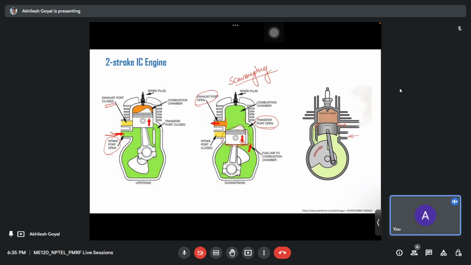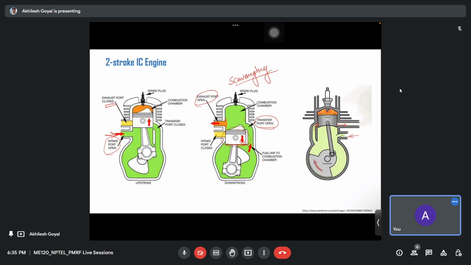And the main difference in the two-stroke and four-stroke engines can be seen as, in the four-stroke engine, the thermodynamic cycle is completed in four strokes or two revolutions of the crankshaft. But in the case of two-stroke IC engines, this thermodynamic cycle is completed in two strokes or one revolution of the crankshaft. And also in the case of four-stroke engine, there are valves, but in the case of two-stroke engine, there are ports, not valves.